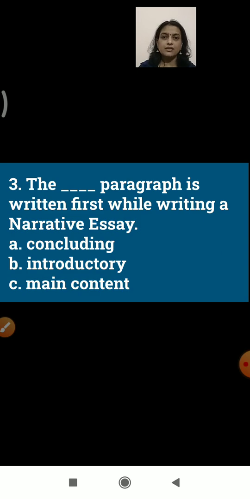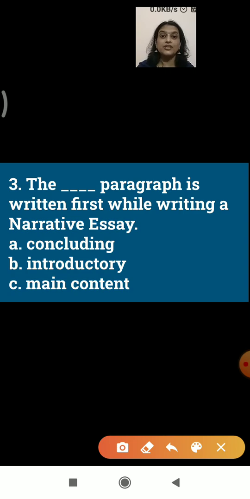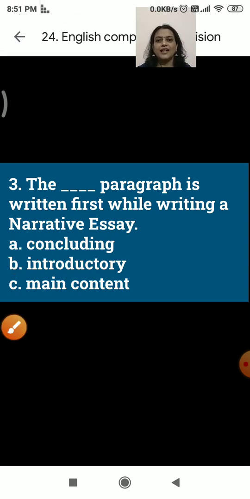Okay, introductory means you are introducing what you are going to write about, introducing the topic. Main content means exactly what all things happen, that you write, and concluding means you end up, you sum up your essay. So here concluding is the A option, B introductory and the C main content. Which is the correct one? Yes, the dash paragraph is written first. What we write first? Option B, introductory paragraph. Correct? Okay. Now the fourth one.